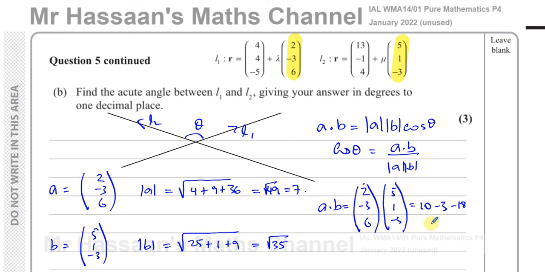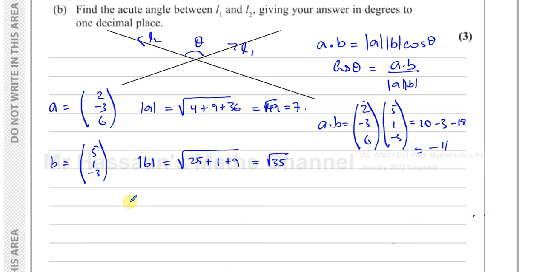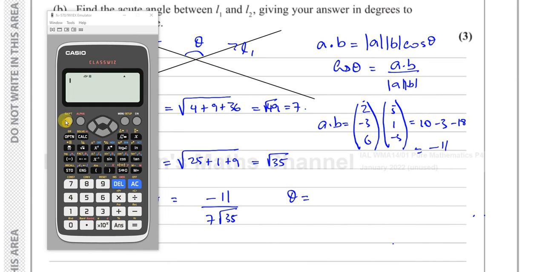10 minus 3 minus 18, which is equal to minus 11. 10 minus 21. Okay, so now I can say that the cosine of the angle between the two vectors is equal to minus 11 over 7 times the square root of 35. So therefore theta, now I know this is going to be obtuse, because when you have a negative cosine, it's going to be in the second quadrant. So what we're going to do now is find inverse cosine of negative 11 divided by 7 times the square root of 35.